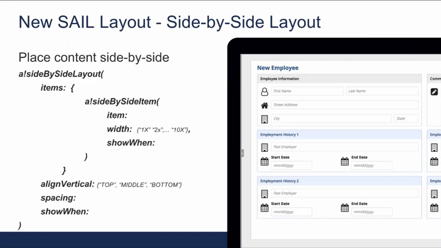Within side-by-side layout, I have an array of items, a side-by-side item, which are going to be defined inside a specific row. Each one of those items has, well, which component do I want to embed, such as a text field, paragraph field, rich text, as well as a width control, the 1x, 2x, and up to 10x. Those width controls are going to be proportional.